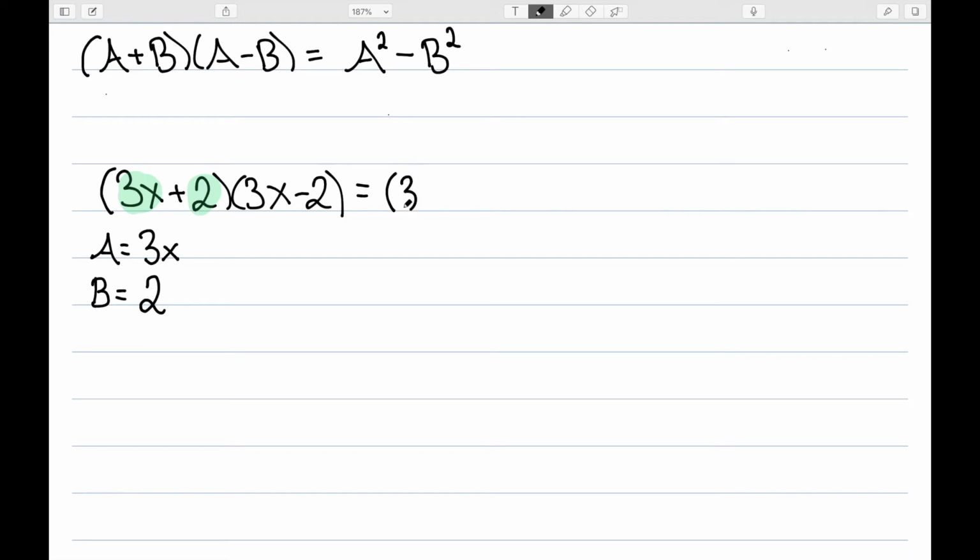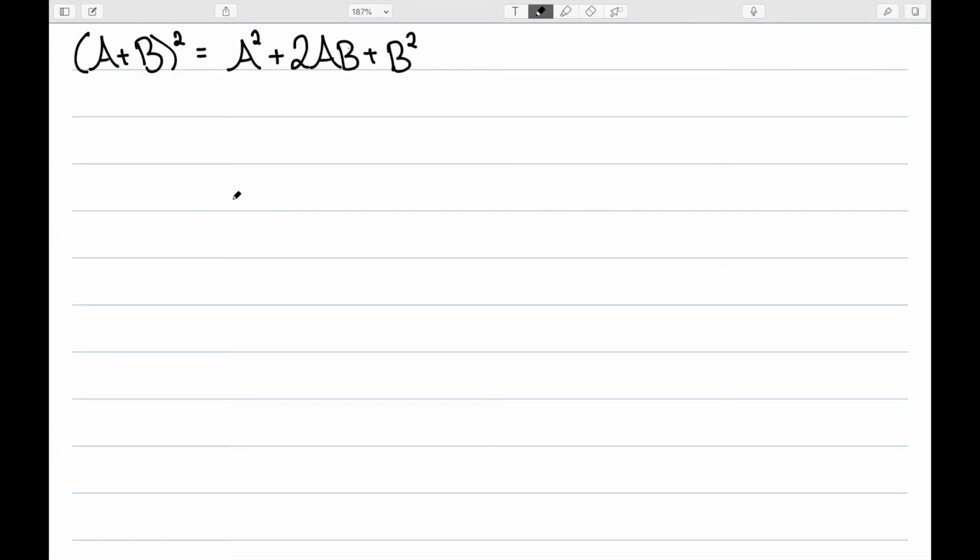So my formula says a squared minus b squared. 3 squared is 9, and x squared is x squared. 2 squared is 4. So I have 9x squared minus 4.